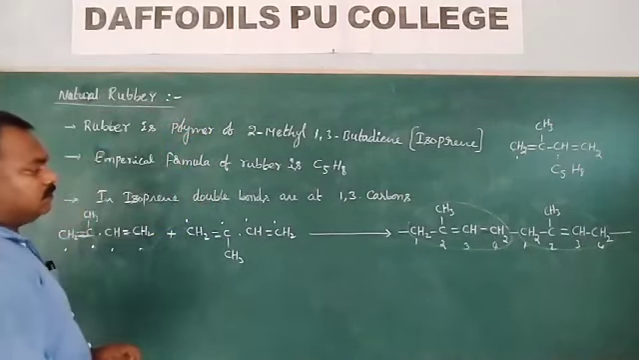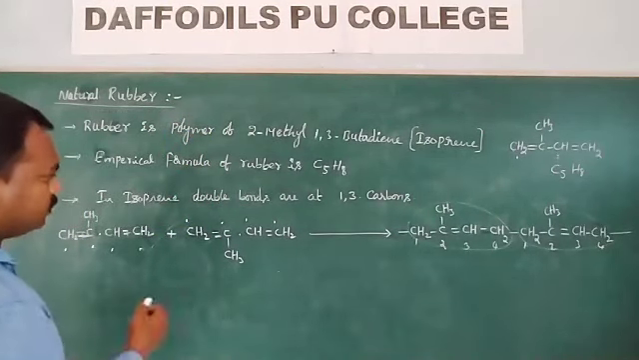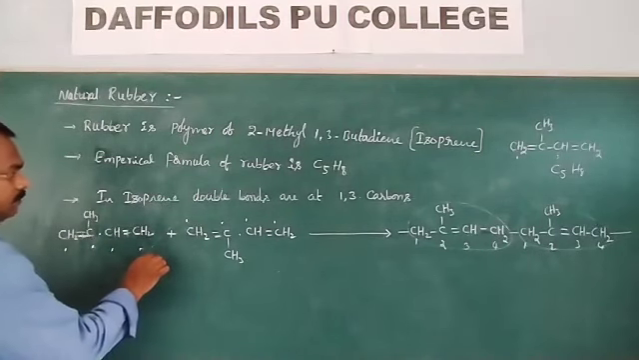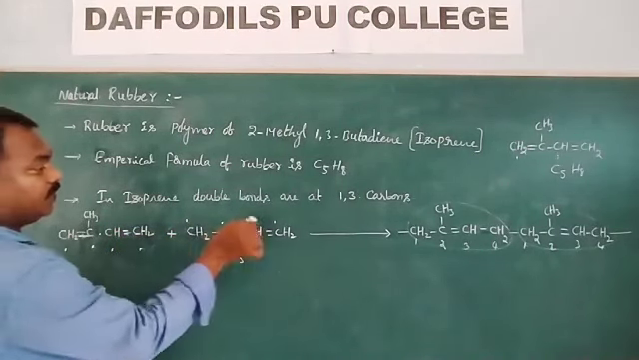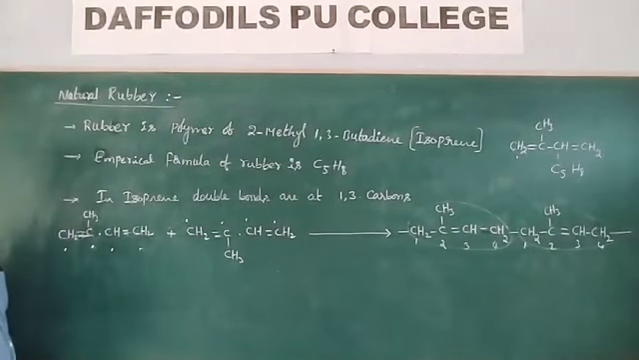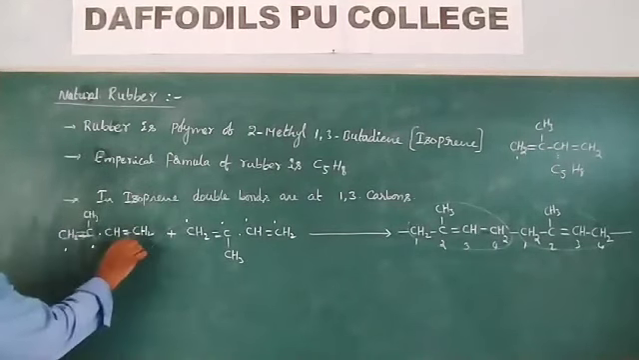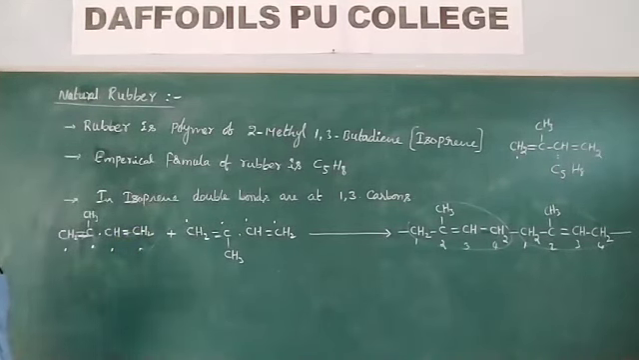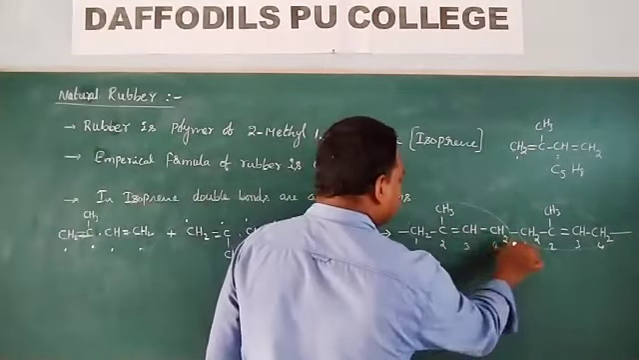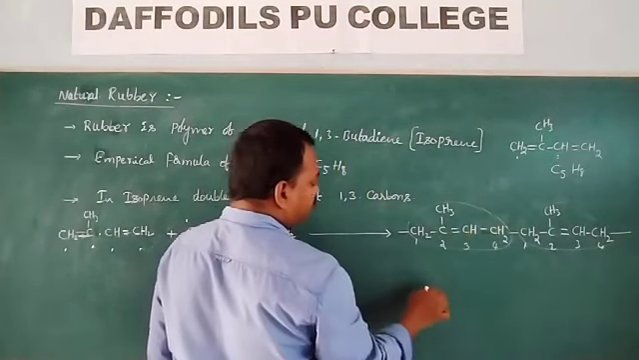Now look at the stereochemistry of these isoprene. In rubber, all these isoprene units are in cis configuration. In rubber, isoprene units are in cis configuration. Okay, so I am showing the cis configuration of these isoprene units.